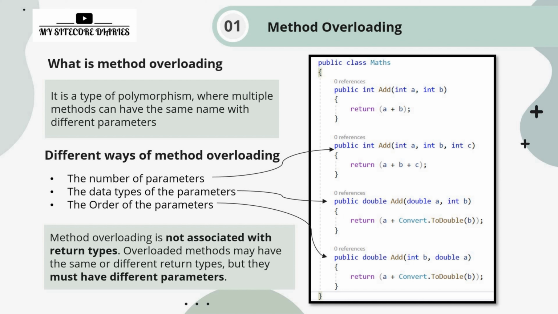But they must have different parameters, and that should follow the first three rules which we have mentioned, right? The number of parameters can be different, the data type of the parameters can be different, and the order of the parameters can be different. So this is method overloading.